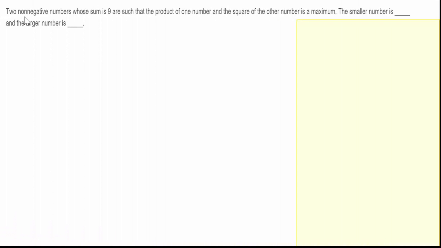In this question, we are told that there are two non-negative numbers whose sum is 9, and the product of one number and the square of the other number is the maximum. And we're asked to find the smaller number and the larger number. Let the two non-negative numbers be x and y.